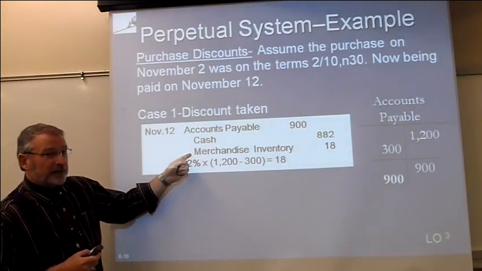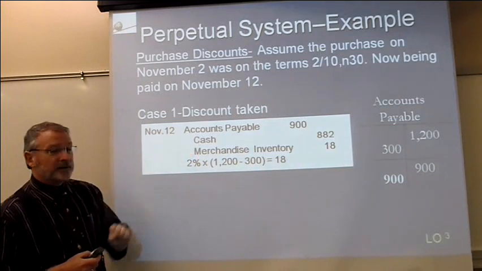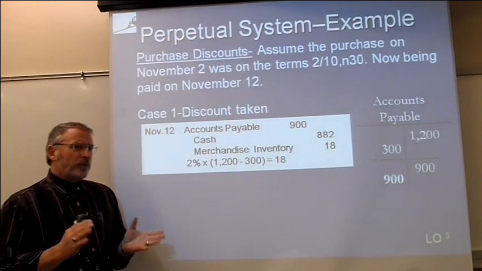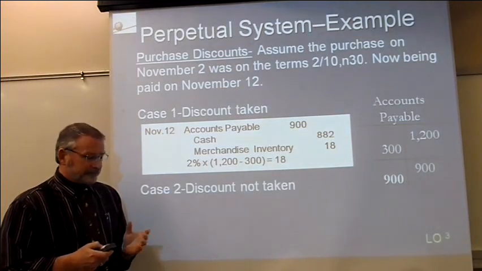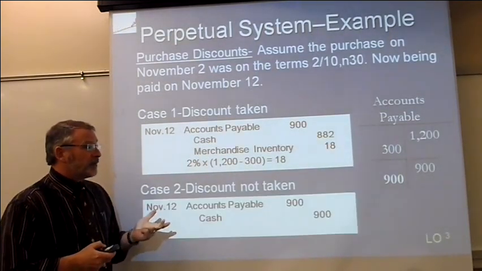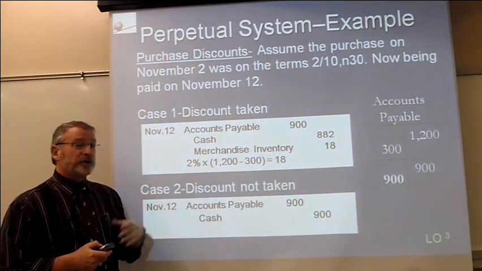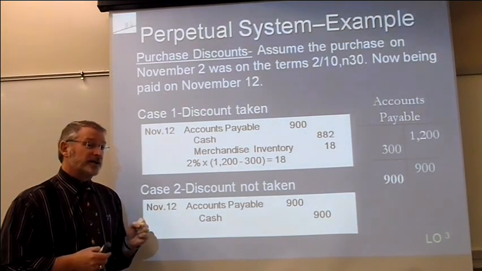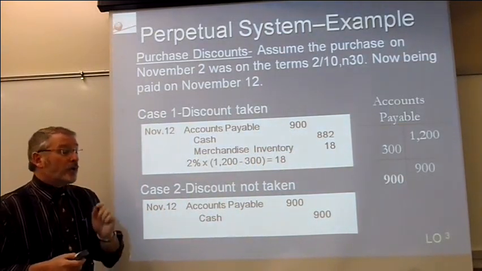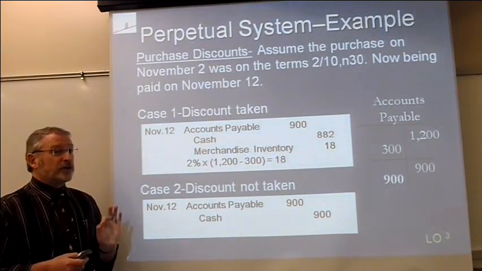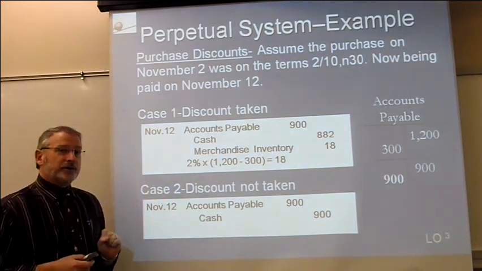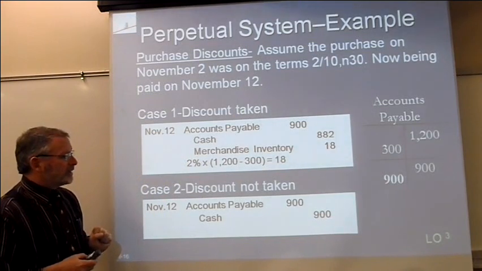I want to point out that this $18 is a credit to merchandise inventory. When we first recorded that merchandise inventory, we had it recorded as $900, that it cost us $900. But when the dust is all settled here, it turns out that it didn't actually cost us $900. It really only cost us $882. We didn't know that at the time that we bought it. We didn't know for sure if we were going to take the discount, but now that we have, we actually reduced the cost of that inventory by $18.